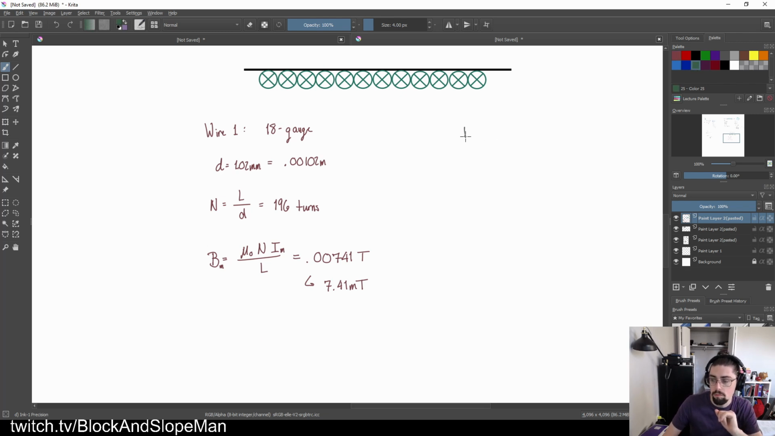Let's check wire 2, because ideally I'd like to use the one that uses lower current. That would be nice. But let's figure out if we can.